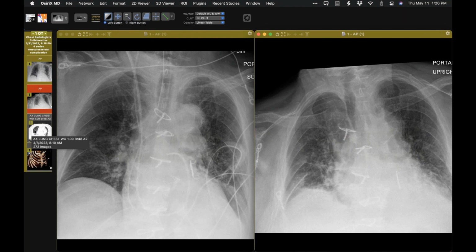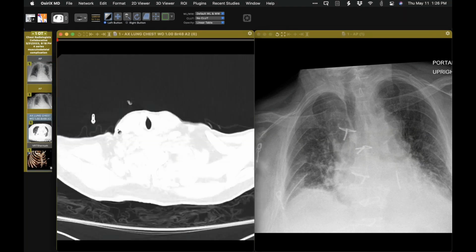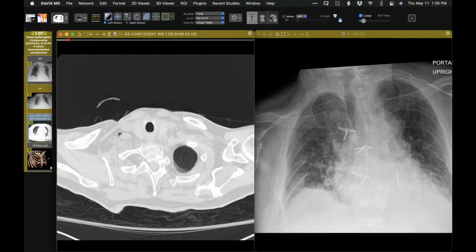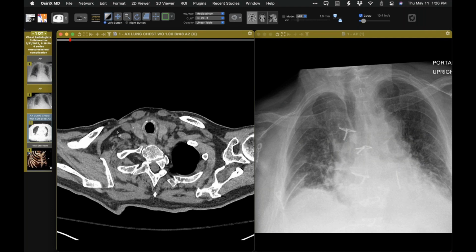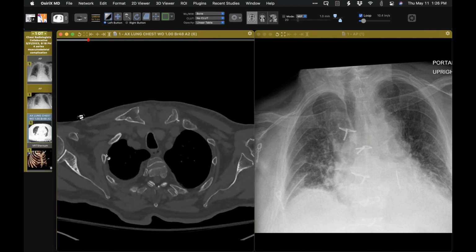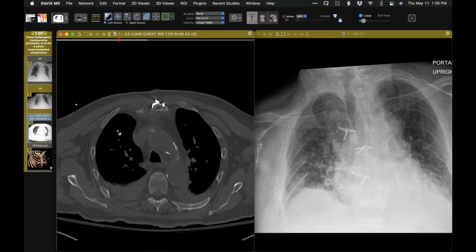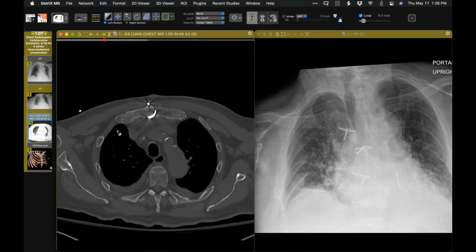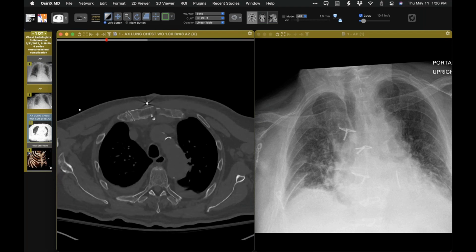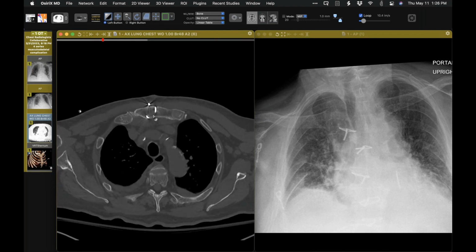So I'll put the CT here and scroll through that. Get the lung window, so check out where the wire is. Let me just go down here. So far, so good. But when you get up here, you can see what's happening. This wire is actually passing through now through the incision, and the two halves are separating a little bit.